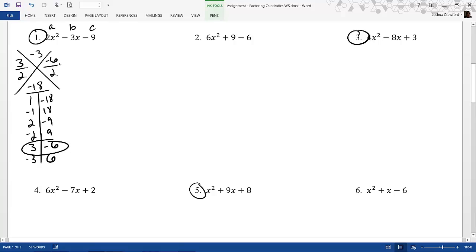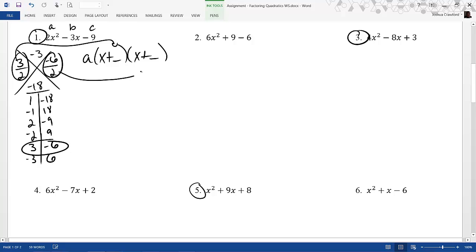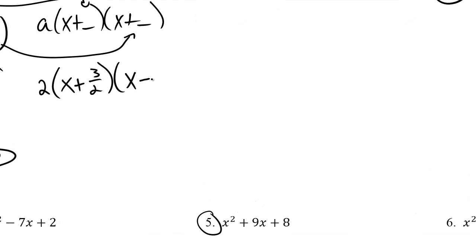And then once you have your fractions, you're going to put in your intercept form, which is going to be A times x plus blank times x plus blank, where one fraction will go there and the other fraction will go there. A will be 2, so 2 goes there. And we're going to have x plus 3 over 2, and then x plus negative 6 over 2. Since it's negative, it'll be x minus 6 divided by 2, which is 3.